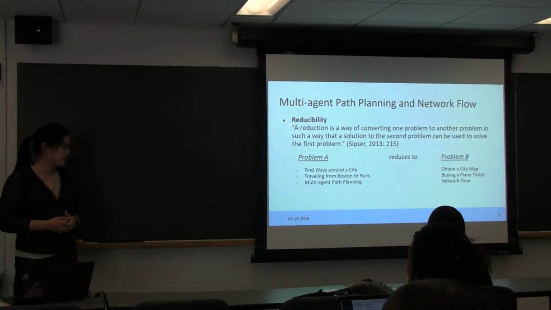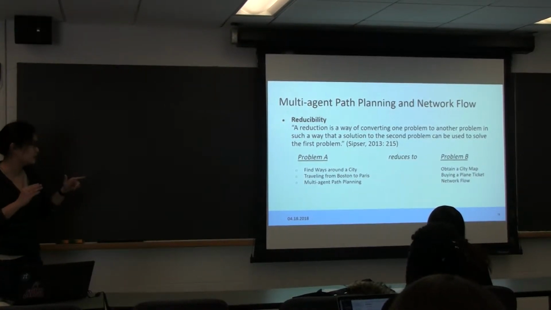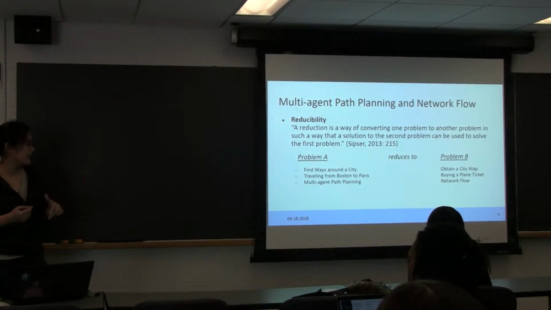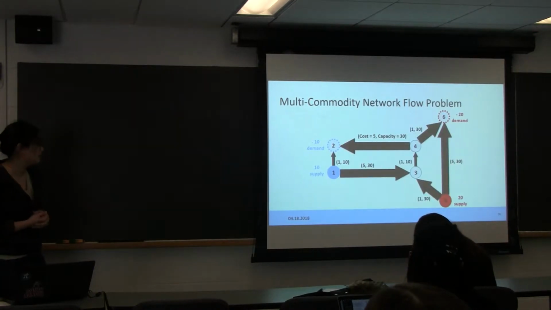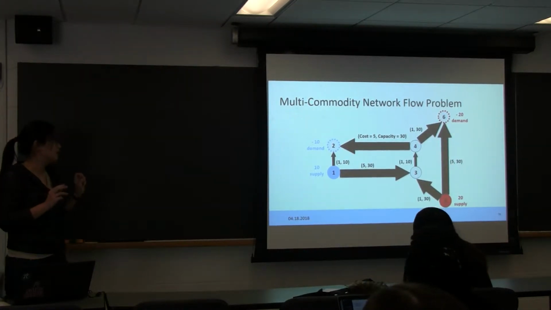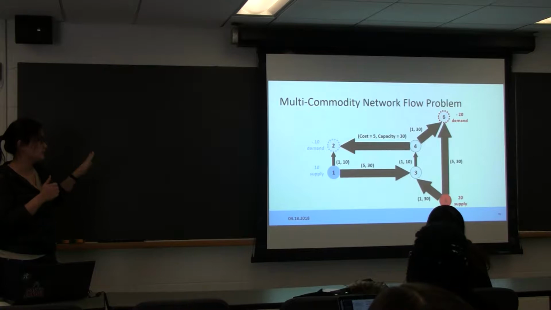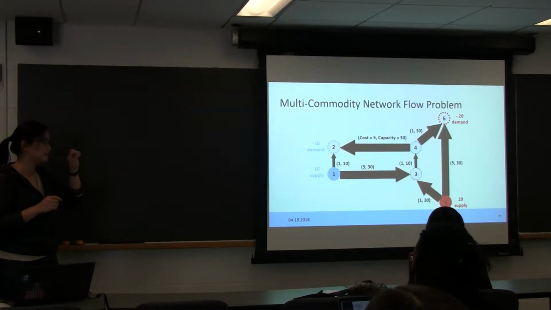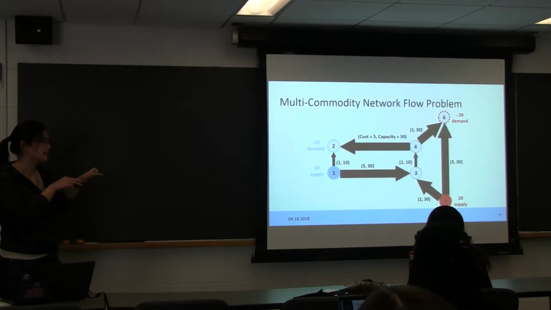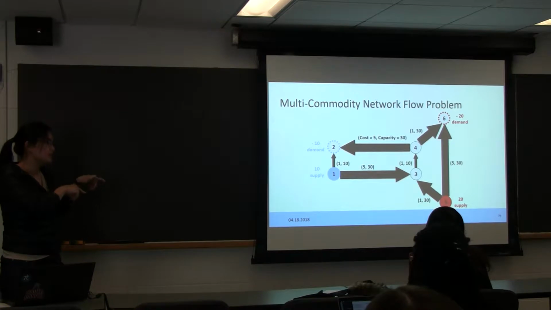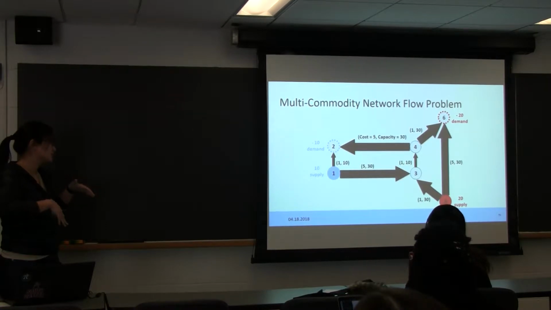Okay, so back to our example. We are talking about the multi-agent path planning problem, and we can also reduce it to a network flow problem. I'm going to tell you what a network flow problem looks like. Let's say we have two types of commodity, the blue one and the red one. And we have 6 nodes, which represent each stop that the commodity can travel to. Let's say we have a truck that moves from one node to another node, and each edge represents a road that the truck can travel through.